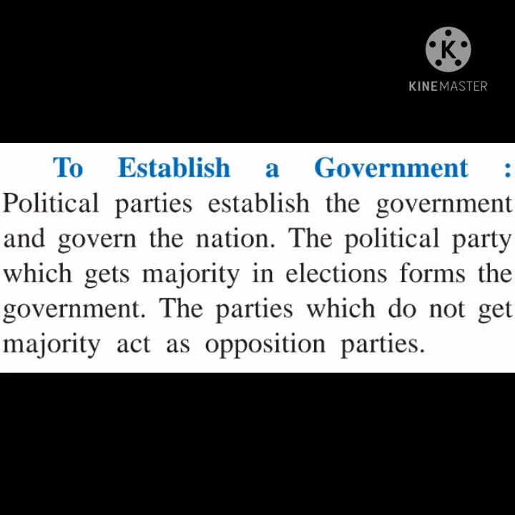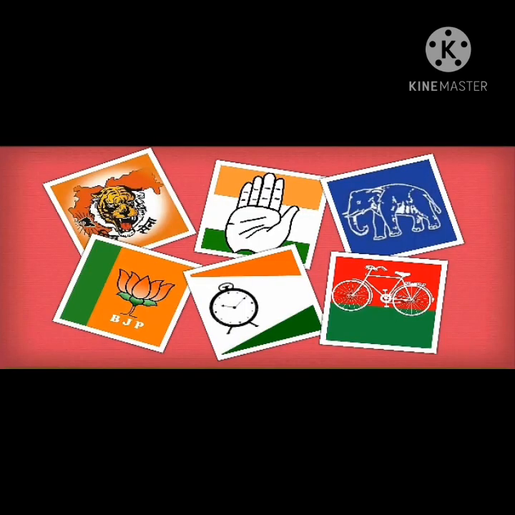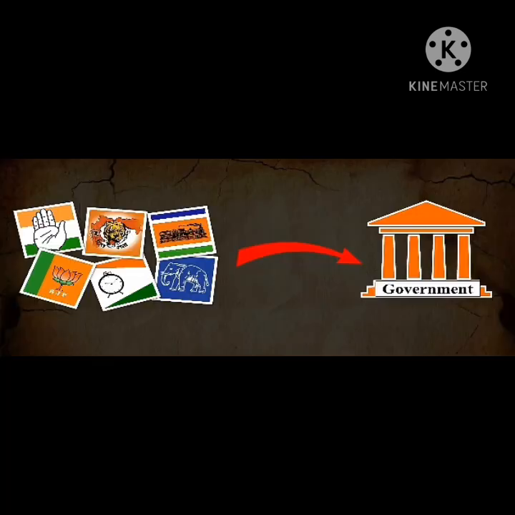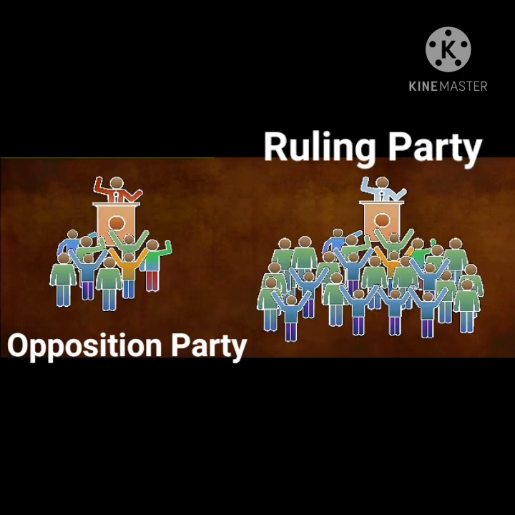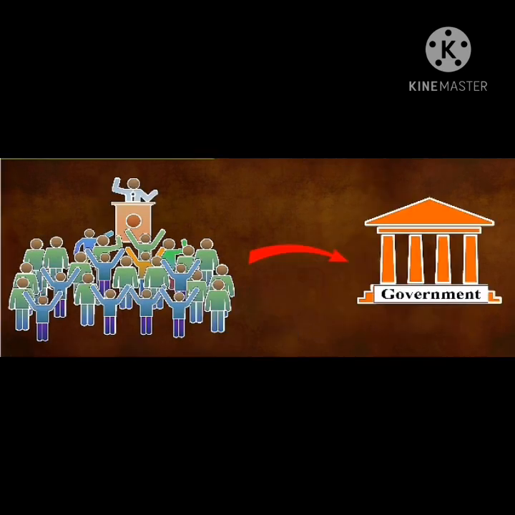The fourth one is to establish a government. The political party which gets the majority vote in elections forms the government, and the parties which do not get a majority act as opposition parties. So the party who gets the majority vote can only form a government.